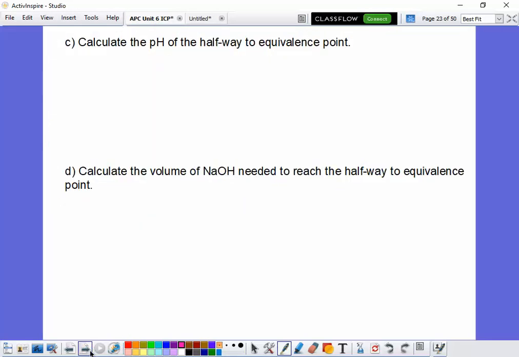So I actually changed C and D from what was in your packet to these two problems. So take a moment, and I'll pause it while you do this. Take a moment to correct those two problems, and then we'll finish going over them.